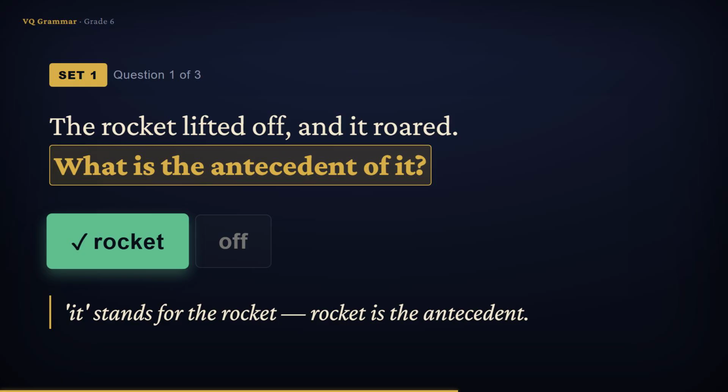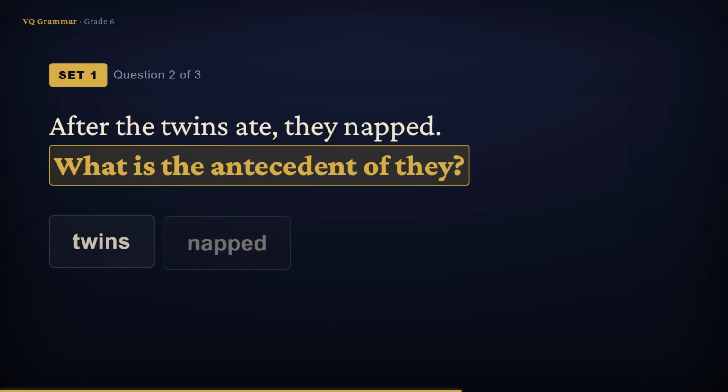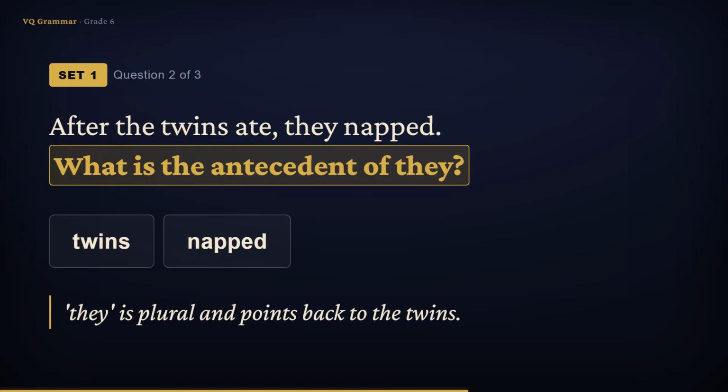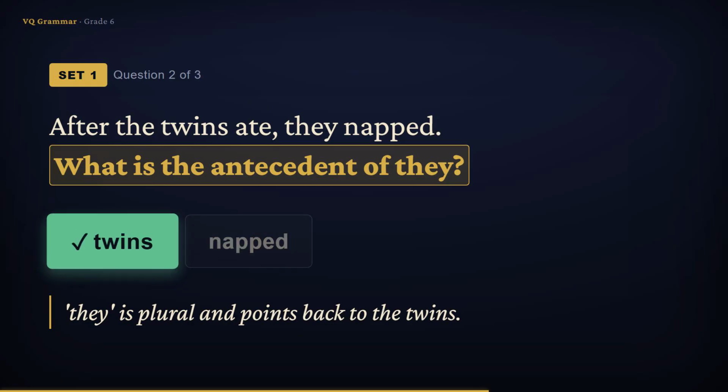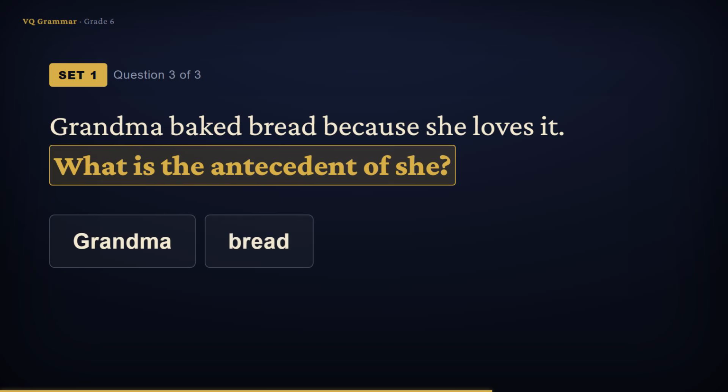The antecedent is rocket. After the twins ate, they napped. Who took the nap? The twins did, and they is the pronoun standing in for them. Notice it's plural because twins is more than one. The antecedent is twins. Grandma baked bread because she loves it.